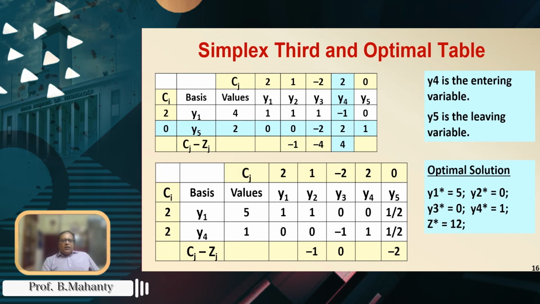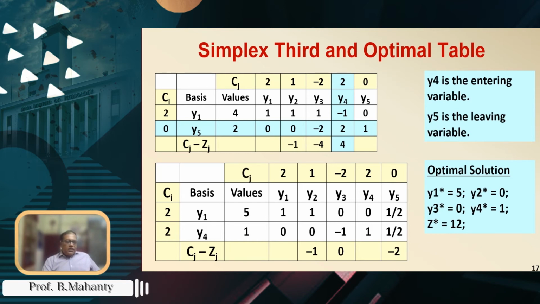So y2 is a candidate, it is not in the basis. So it should be 1 minus 2 into 1, so minus 1. What about y3? Minus 2, 0, and minus of minus 2, so 0. And y5, 0 minus 2 into half, minus 2 into half, so minus 2. All right. So you see the Cj minus Zj values are all negative or 0, but not positive. That means optimal solution is obtained. All right. So then we say that the third table is optimal in itself.